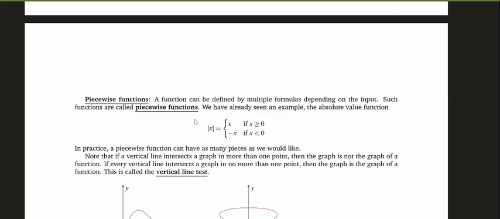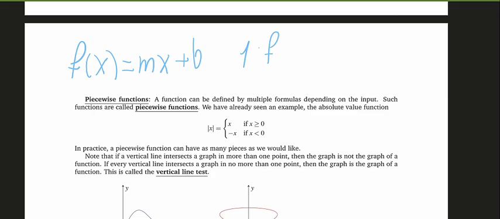So for instance, we have seen linear functions, which are defined by f of x equals mx plus b. That's just one formula. A function can be defined by multiple formulas. This specific formula, mx plus b, says that regardless of what input x you plug in, always use this formula to figure out f of x. In the case of a piecewise function, we actually make a distinction.